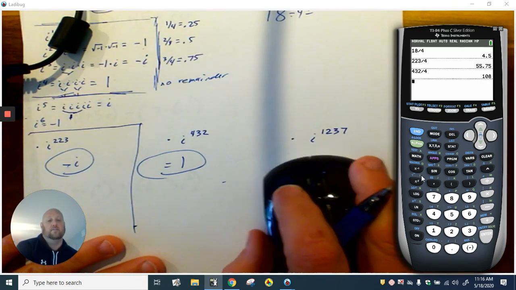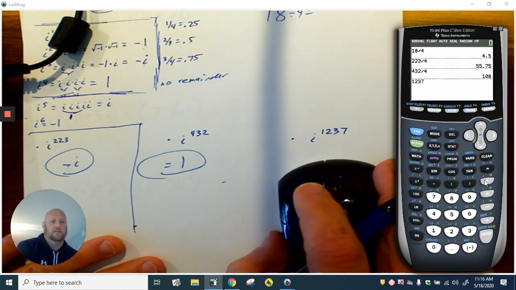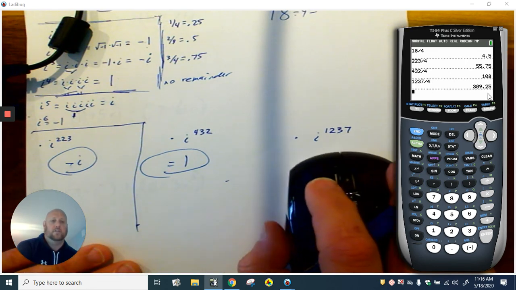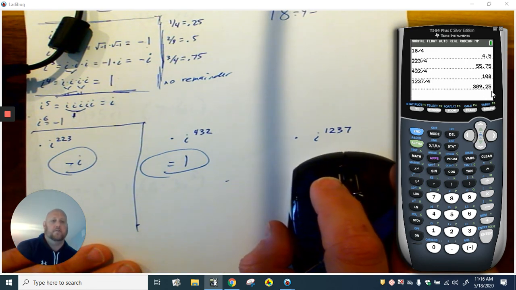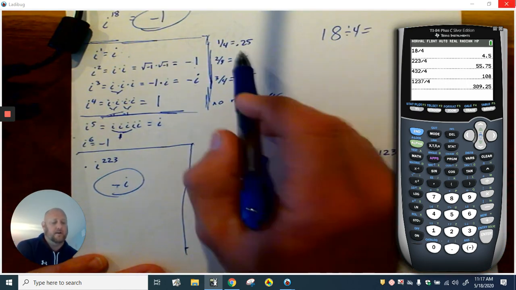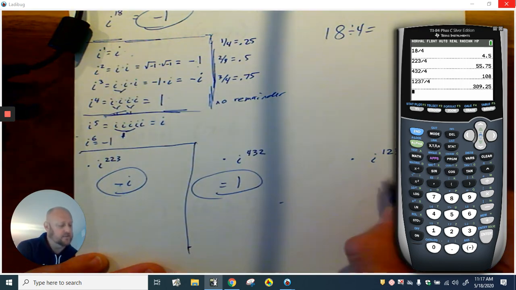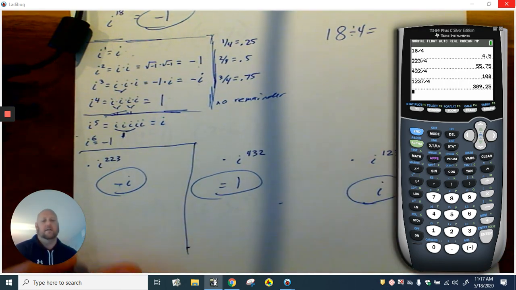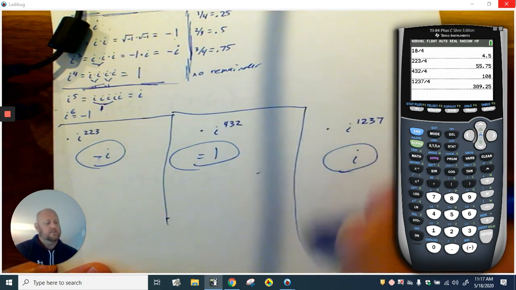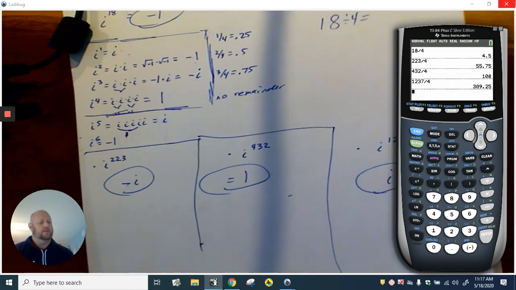You can do i to the 1,237th power. You just simply divide that by 4. We check the remainder. We don't care about the 309. We only care about that 0.25 there. The remainder of 0.25 tells me there's a remainder of 1, which is the same as just a +i. Okay? So those are some easy ways to do some simplification type things with imaginary numbers.